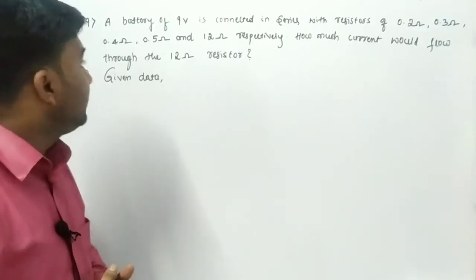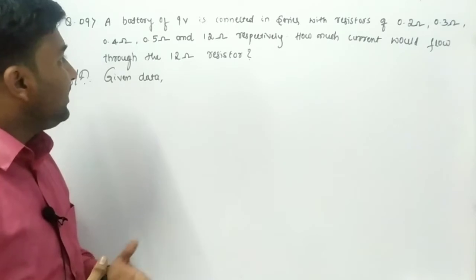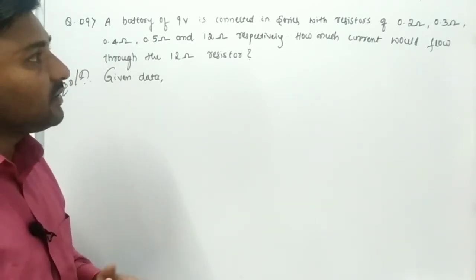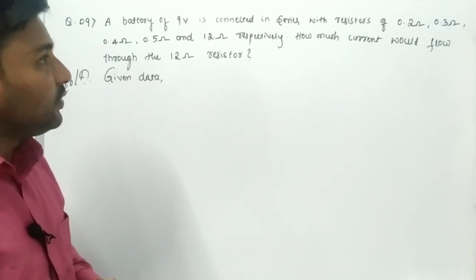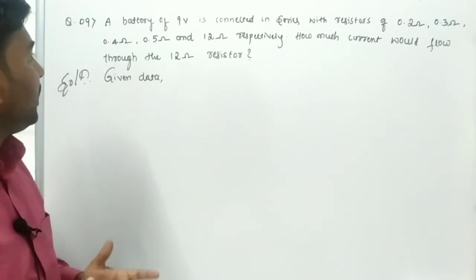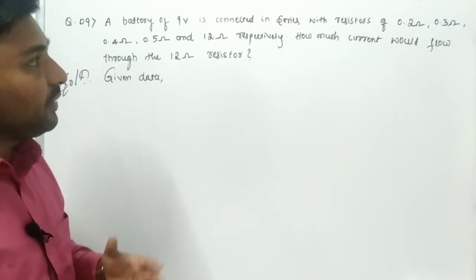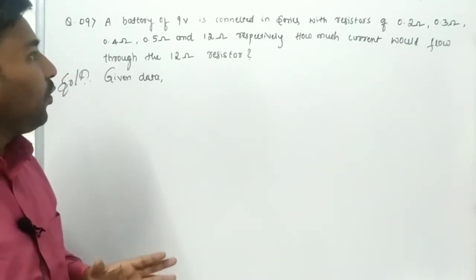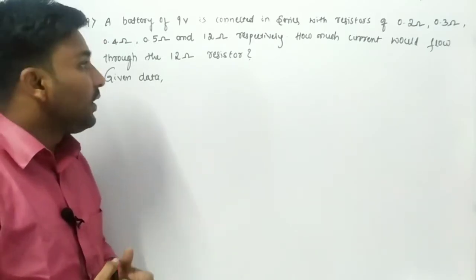The next question is: a battery of 9 volt is connected in series with resistors of 0.2 ohm, 0.3 ohm, 0.4 ohm, 0.5 ohm and 12 ohm respectively. How much current would flow through the 12 ohm resistor? So this is the question.